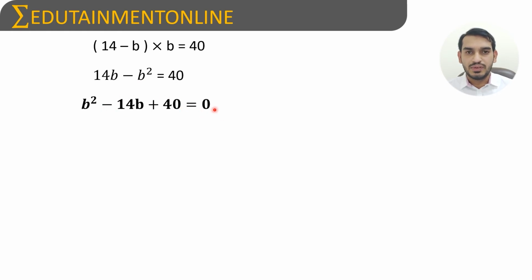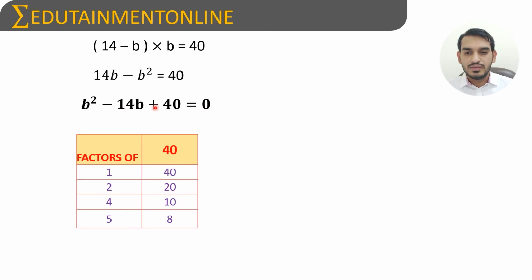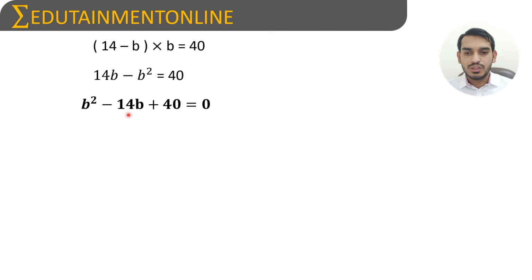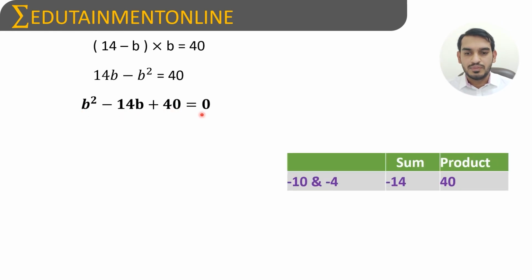Now this is a quadratic equation in the form of ax square plus bx plus c. We need to find the roots of this equation in order to find the breadth of the rectangle. For finding the roots by the splitting the middle term method, we need to find two numbers whose sum is equal to minus 14 and whose product is equal to 40 into 1. For that we take the factors of 40, which are minus 10 and minus 4. So the sum will be minus 14 and the product is 40.